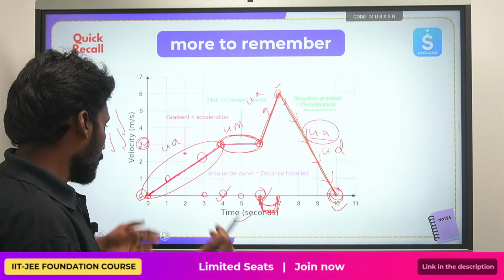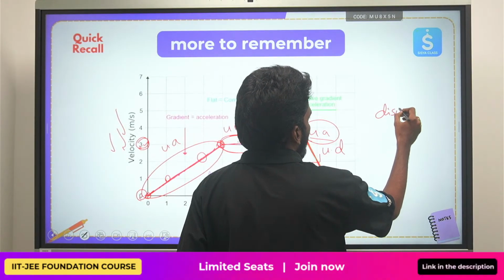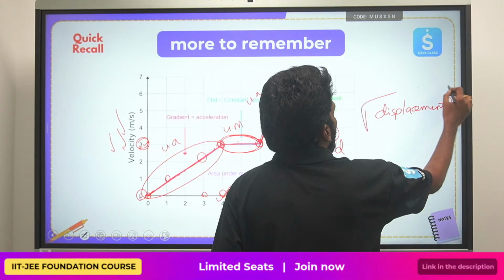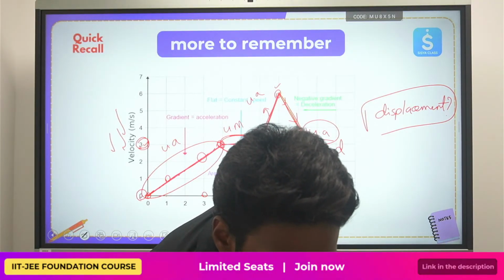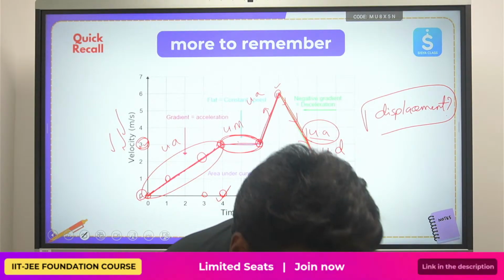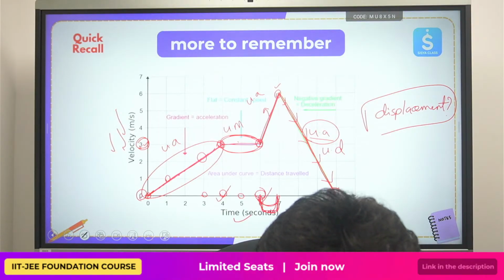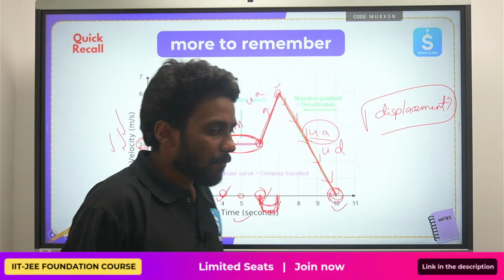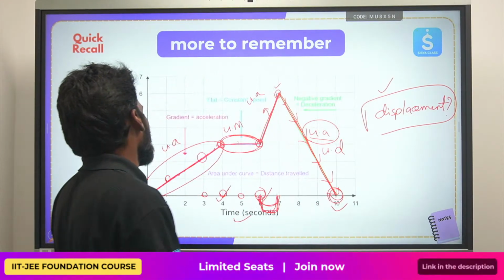So now what if I want displacement from this graph? What if I want displacement? How can I find displacement? Can anyone tell in the comments section? Right. So here, if you see, how can you find the displacement in this particular graph?